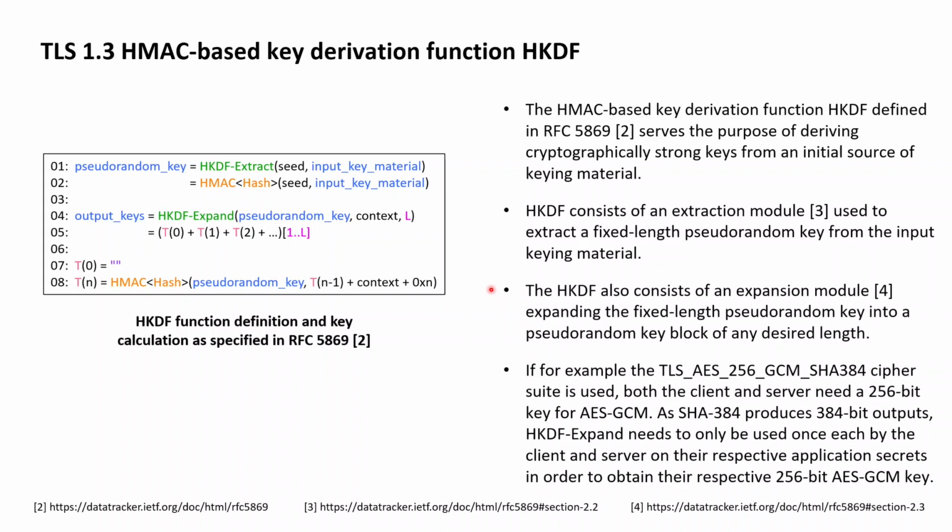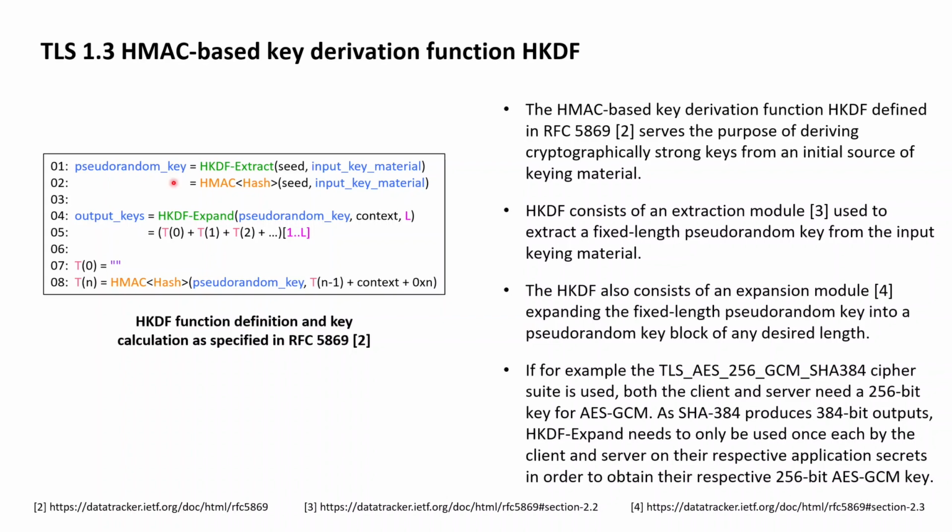The HKDF extraction module is then really just HMAC, where the cryptographic hash function used for HMAC is the cryptographic hash function indicated by the cipher suite, and with TLS 1.3 would then either be SHA-2 with 256-bit hash values or SHA-2 with 384-bit hash values. The HKDF expansion module is then a repeated application of HMAC, where as many HMAC results are concatenated as needed to get the desired length of the output key material.